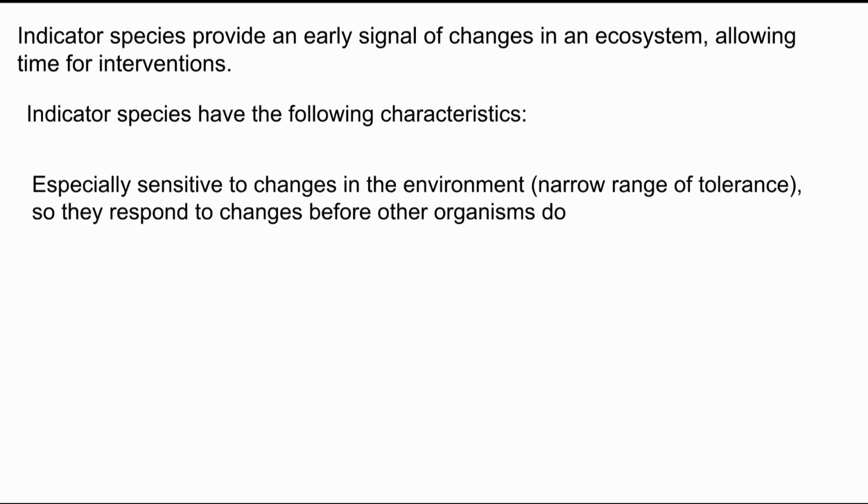So they have to be particularly sensitive to changes in the environment. That often means you have a narrow range of tolerance. But basically, they are going to respond to changes in the ecosystem before the other things do. So they're more sensitive to these changes, and therefore we'll see change in their populations earlier.